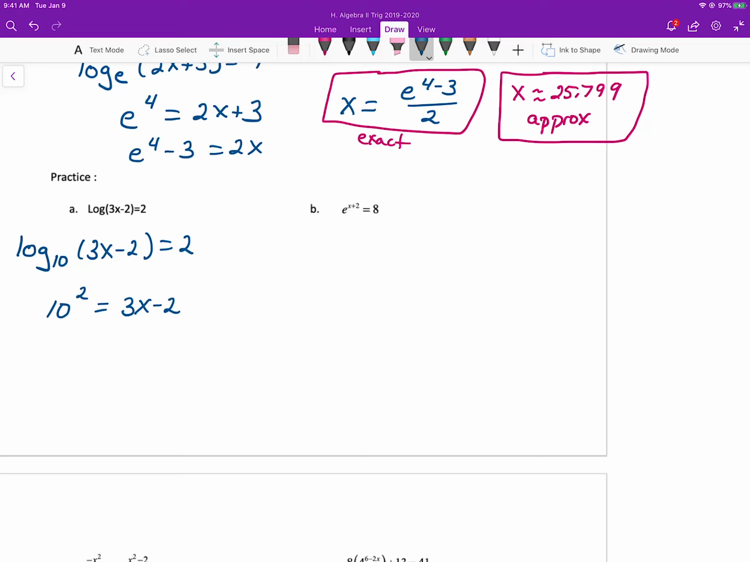From here, we would solve this. This would give us 100 equals 3x minus 2. And now we have 102 equals 3x, and x would equal 34.